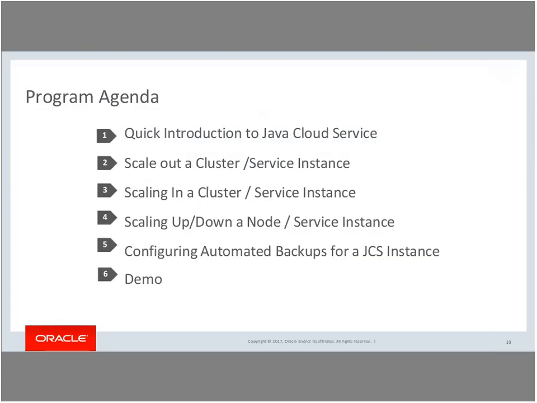Quick introduction to Java Cloud Service, and scale out or scale in a cluster in a service instance. Scale up or down a node or a service instance, and configuring automated backups for a JCS instance. Also, we will talk about on-demand backups as well, and then a brief demo on how we configure and do this.